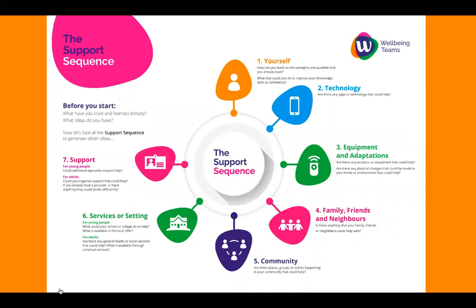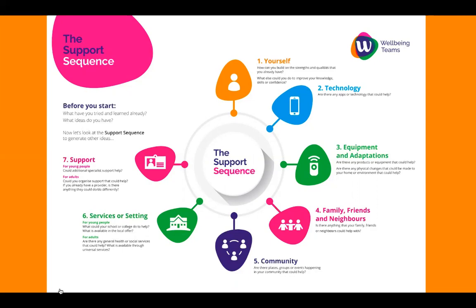Then number 4 is family, friends and neighbours. Is there anything that your family, friends or neighbours could help with if they were willing to help? 5 is what's happening in your local community. Are there places, groups or events happening in your community that could help you achieve your outcomes? Number 6 is services or settings.